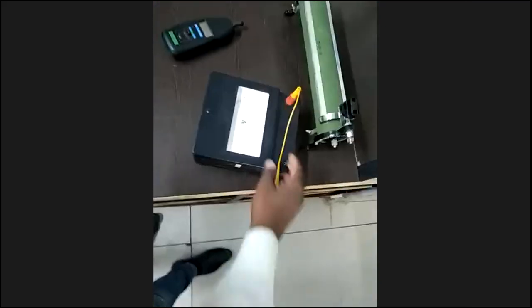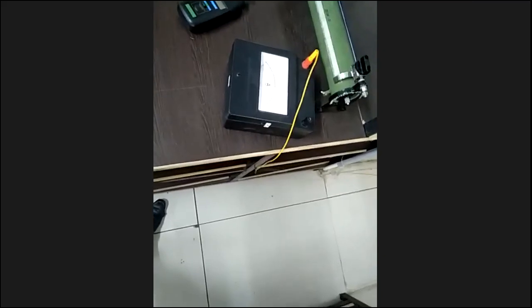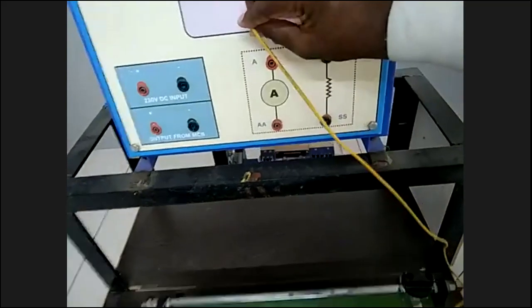Yes, sir. The positive terminal of the supply is connected to one terminal of the ammeter. Now the next terminal of the ammeter is connected to the line terminal of the 2-point starter. 2-point starter चा line terminal ला connect करायचं. Okay. So here this one is the next terminal of the ammeter. It is connected to the line terminal of the 2-point starter. Here it is the line terminal.